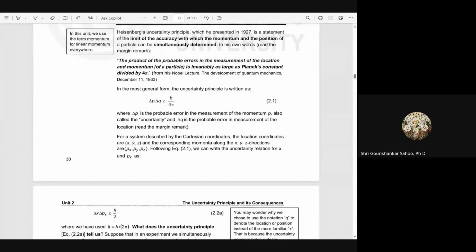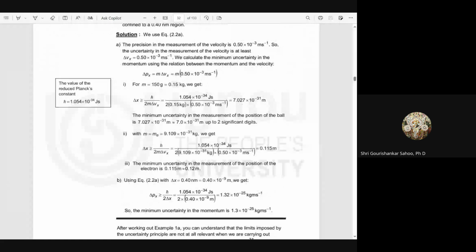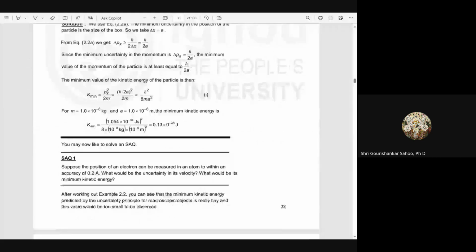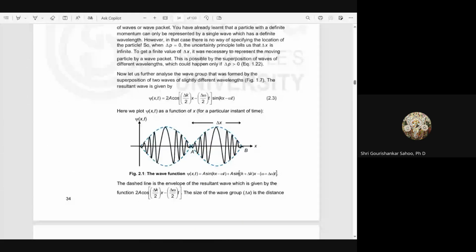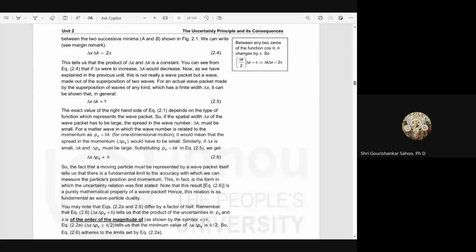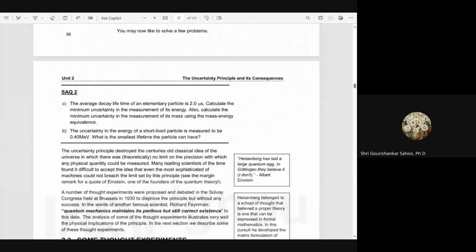H by 2 pi is equal to h cross, so you can write h cross by 2 also. So your position and momentum are canonically conjugate variables. Energy and time are canonically conjugate variables. Similarly, if you take angular momentum also, you can have an uncertainty relation. This is the time-energy uncertainty relation.